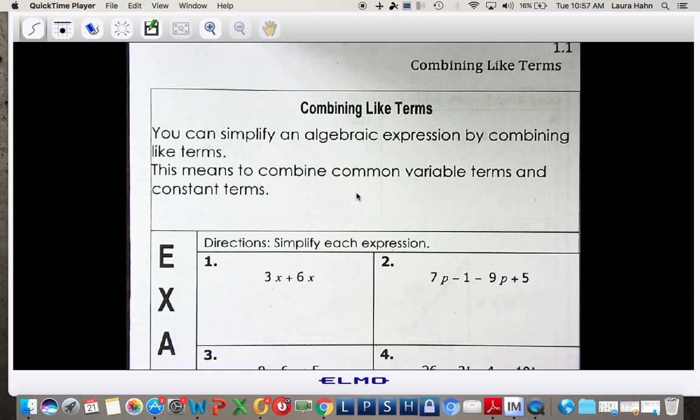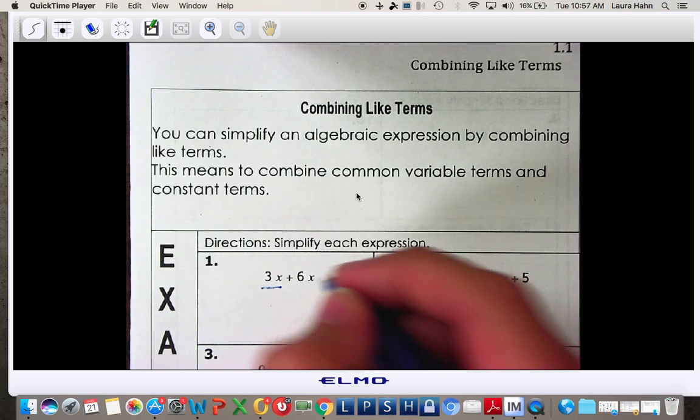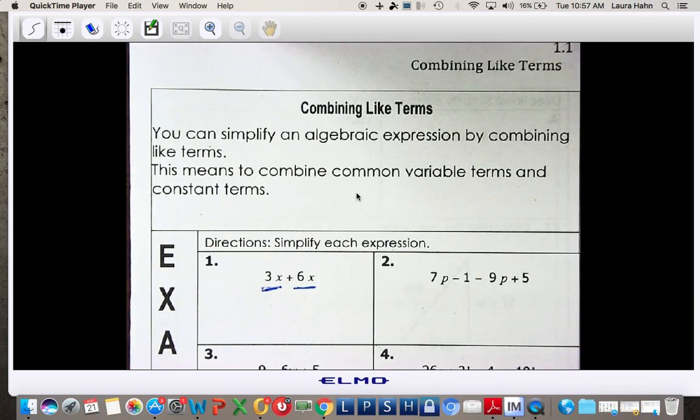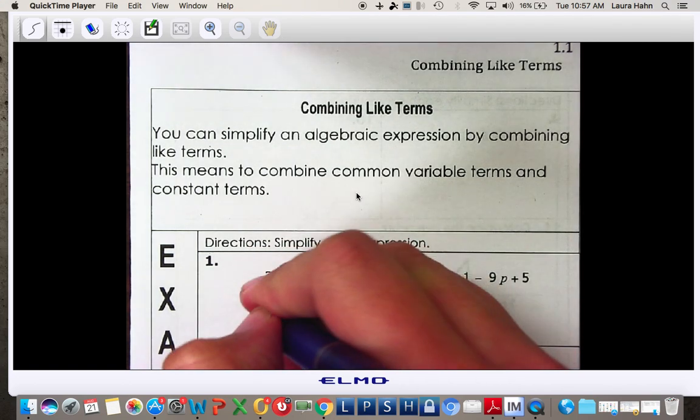Okay, so combining like terms, really all you are doing is taking the stuff that looks the same and adding them up. So on number 1 we have a positive 3x and also a positive 6x. Since they're both x's, we're going to add them up. A positive 3 and a positive 6 add up to give me 9x.